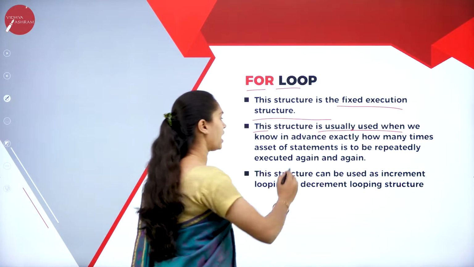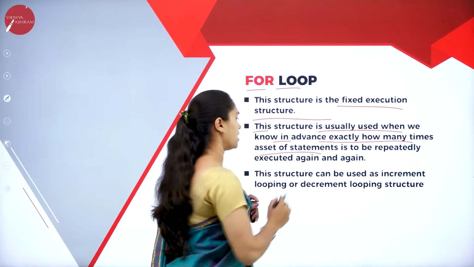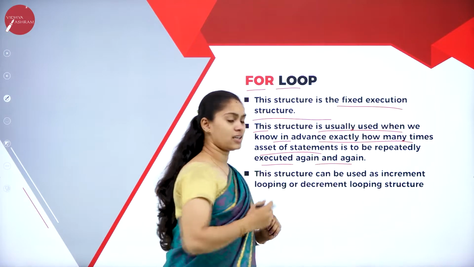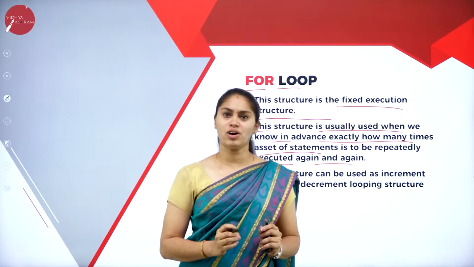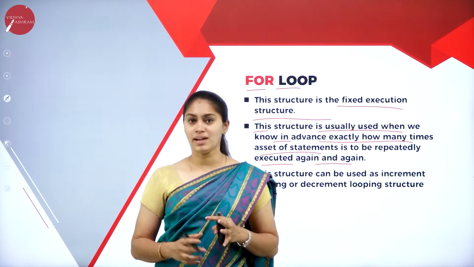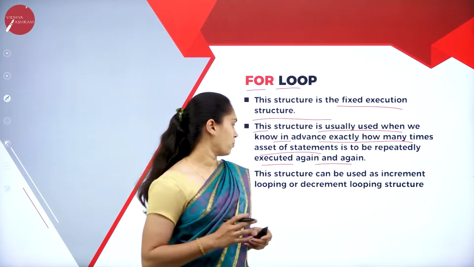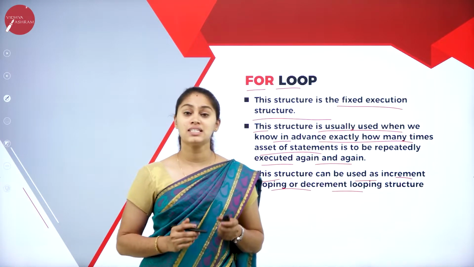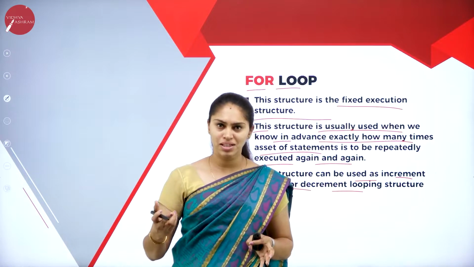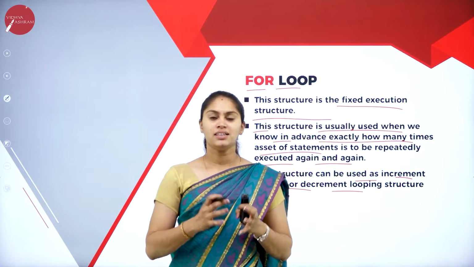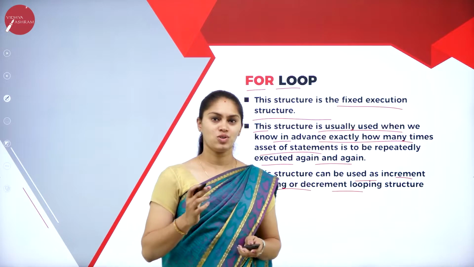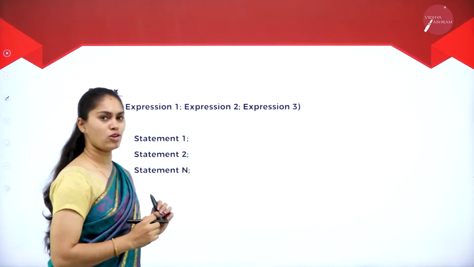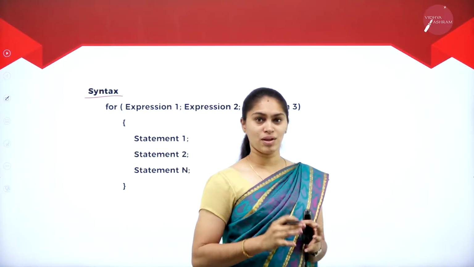This structure is usually used when we know in advance exactly how many times a set of statements is going to be executed again and again. So when I know the exact number of repetitions of a set of statements, then we use this for loop. And this structure can be used in an increment looping or a decrement looping structure. So when I want to increment the loop or decrement the loop, then also we can use this for loop. So here you can see the syntax of this for loop. If I am using a for loop in my program, then how it must be used.